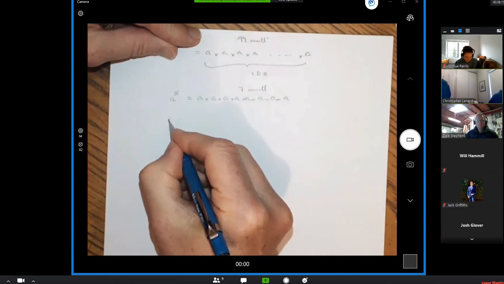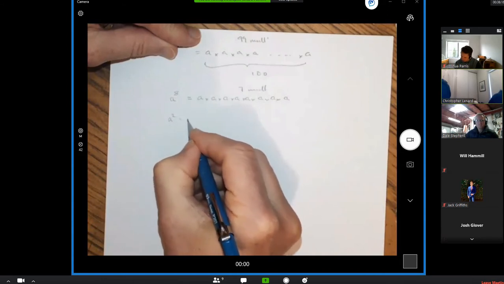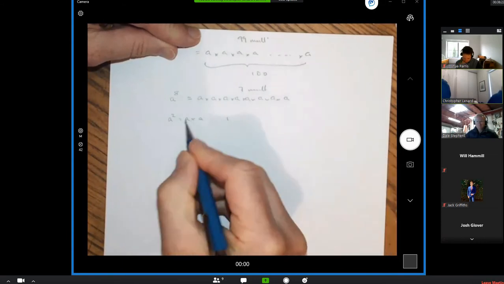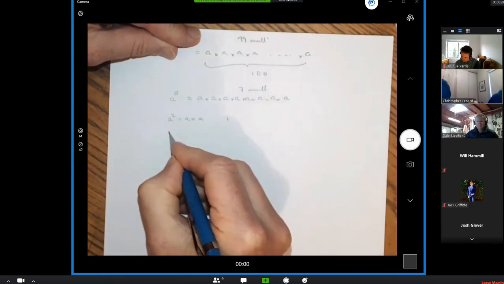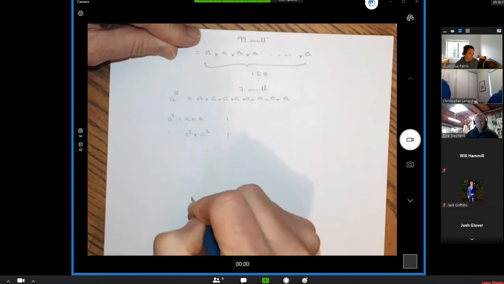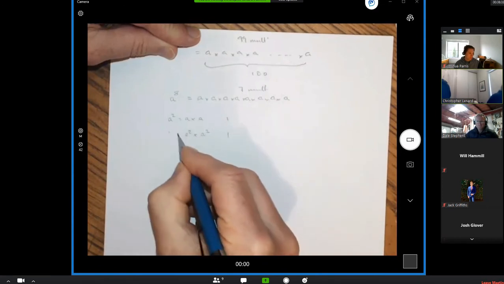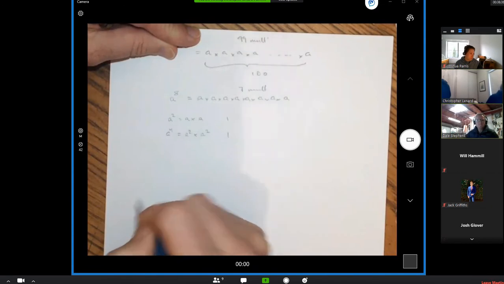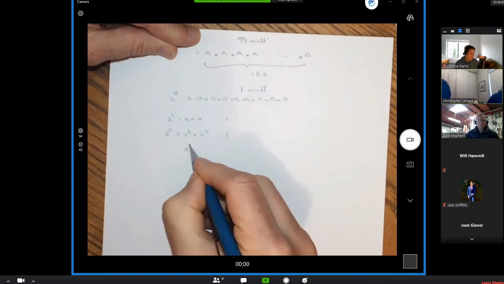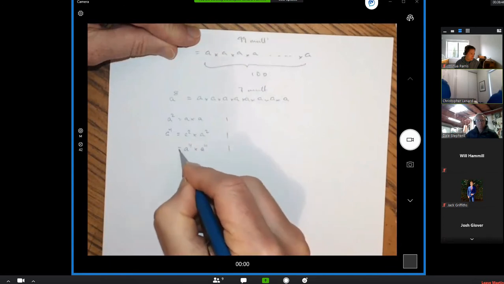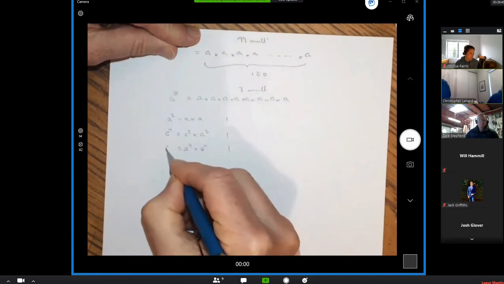Suppose we did a squared, which is a times a. So that's 1 multiply. Then suppose we did a squared times a squared, which is another multiply. But what's a squared times a squared? That's a to the 4. What if we did a to the 4 times a to the 4, which is another multiply? Well, what's a to the 4 times a to the 4? That's a to the 8.